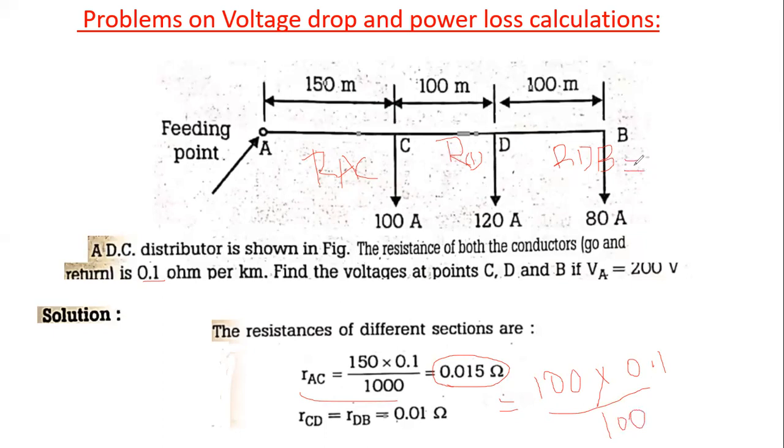What is the formula for RBD? The distance between B and D is 100, so 100 into the resistance, 0.1 by 1000. Therefore RBD is equal to RCD. This is the resistance between points B and D and between points C and D.